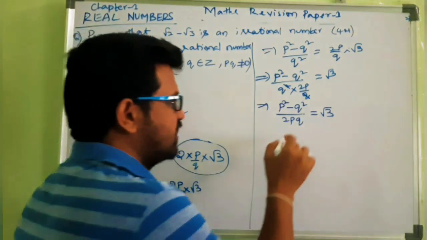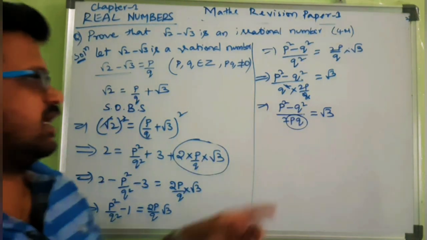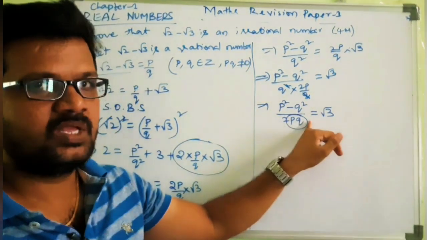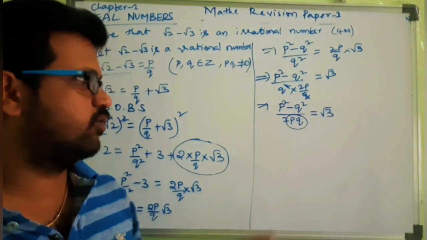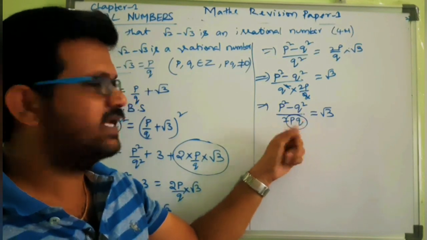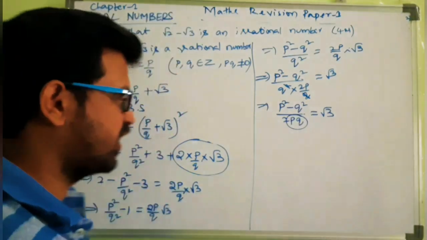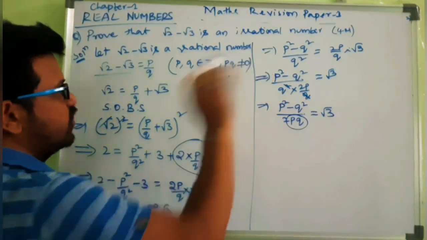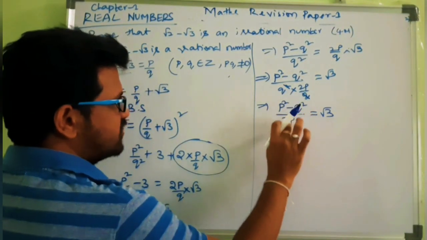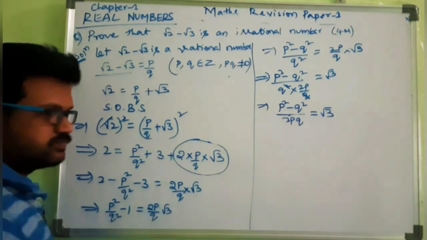Here, that's what I said, that PQ is not equal to 0. Why? Because if I wrote Q is not equal to 0, the meaning is that P can be 0. If P can be 0, then P into Q is 0, so this is undefined, mathematically undefined. So I wrote PQ is not equal to 0. Now what did we assume here? P and Q are integers.